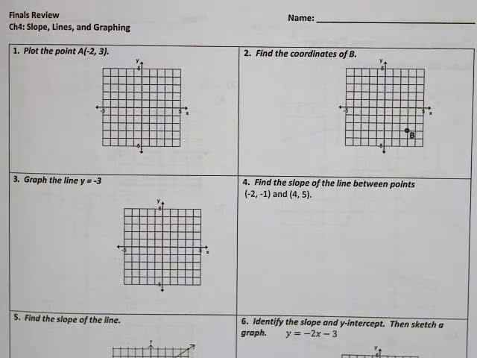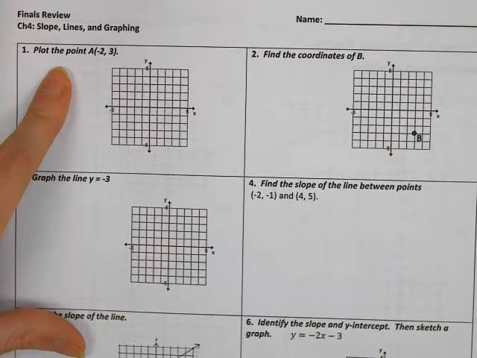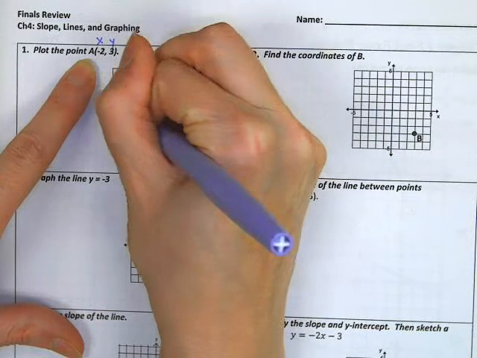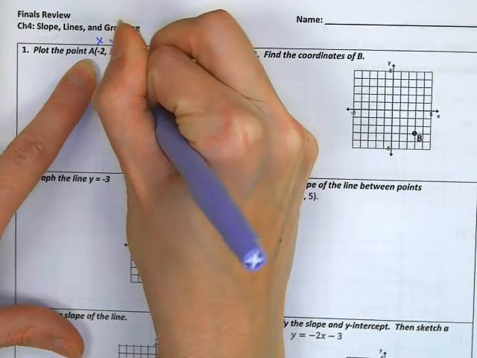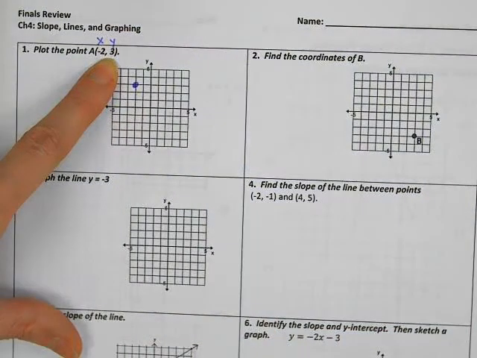All right, today's video is chapter 4. This is the second chapter we did this year. It's on slopes, lines, and graphing. So plotting points, that's easy. Remember it's x comma y. So it would be -2 comma 3. So -2 to the left and then the y direction 3.